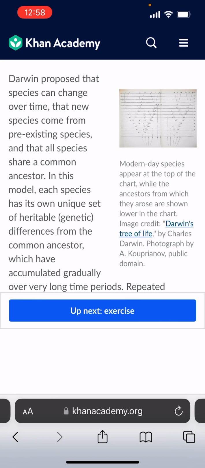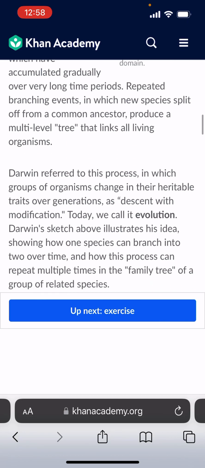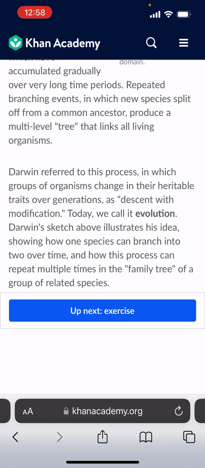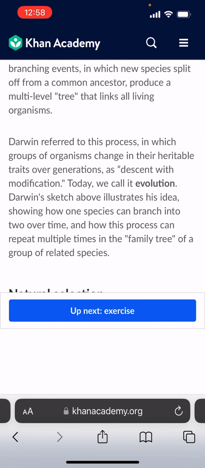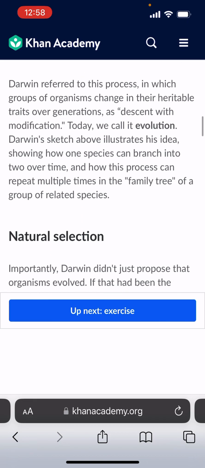Image credited to Darwin's Tree of Life by Charles Darwin, photographed by A. Kopianov, public domain. Darwin referred to this process, in which groups of organisms change in heritable traits over generations, as descent with modification. Today, we call it evolution. Darwin's sketch above illustrates his idea, showing how one species can branch into two over time, and how this process can repeat multiple times in a family tree of a group of related species.